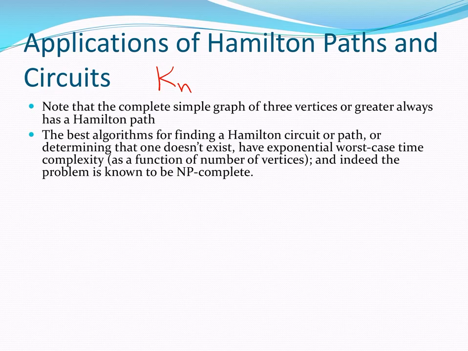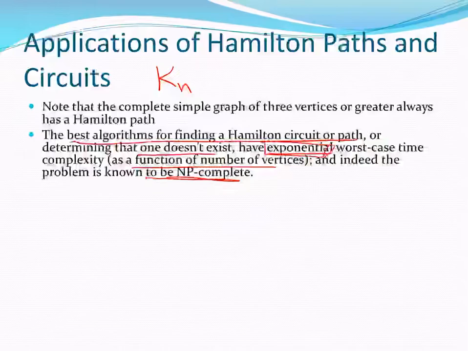But in general, the best algorithms for finding a Hamilton circuit or path for a given graph, or determining that one doesn't exist, have exponential worst case complexity as a function of the number of vertices. And indeed, the problem is known to be NP complete. So the problem is considered to be intractable for larger and larger graphs.